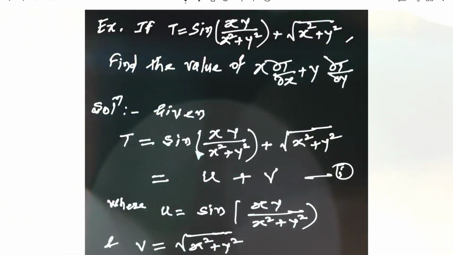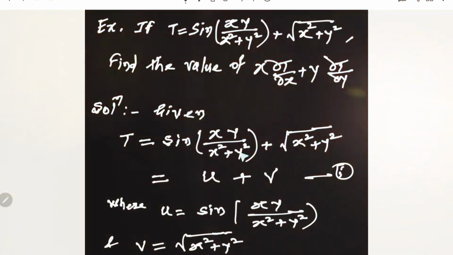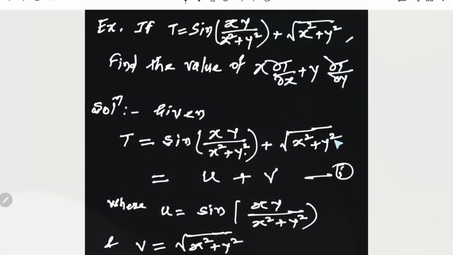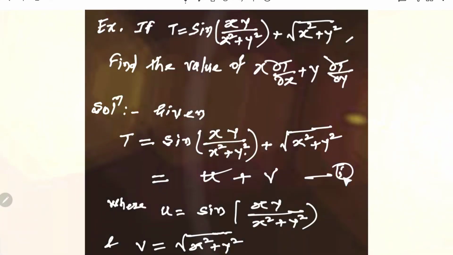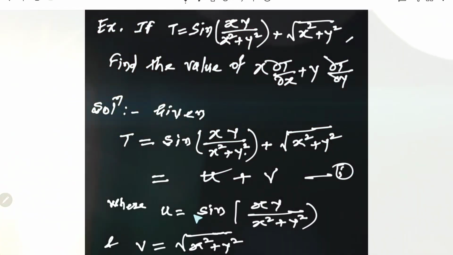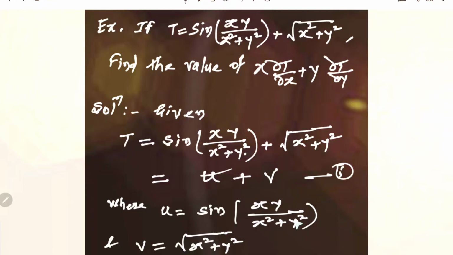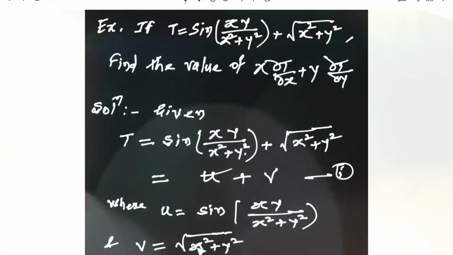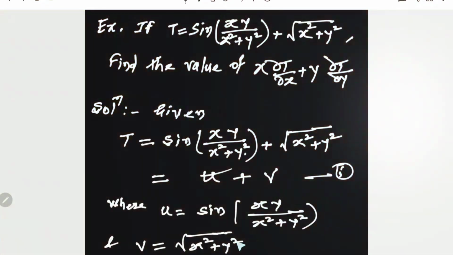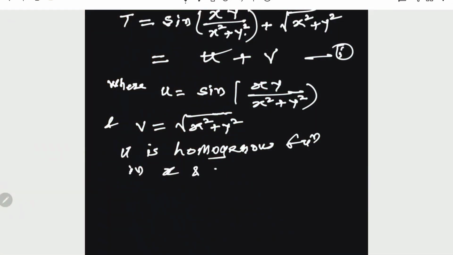Here, given is t is equal to sine of xy divided by x square plus y square plus root of x square plus y square. First term we call as u and second term we call as v. Therefore, t becomes a sum of two functions u and v. We call this equation 1, where u is sine of xy divided by x square plus y square and v is square root of x square plus y square. Both are homogeneous functions in x and y.